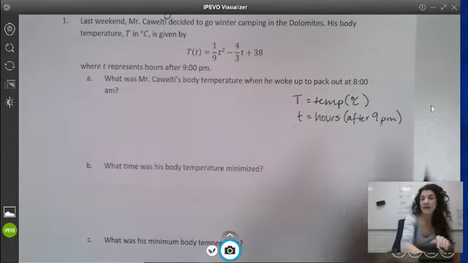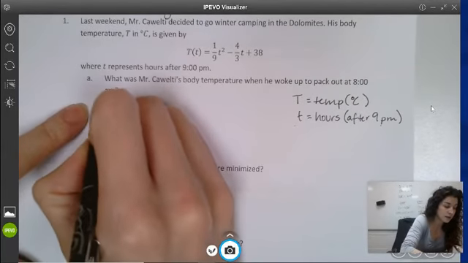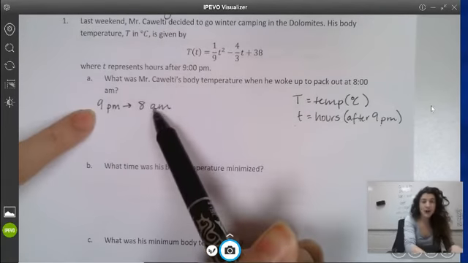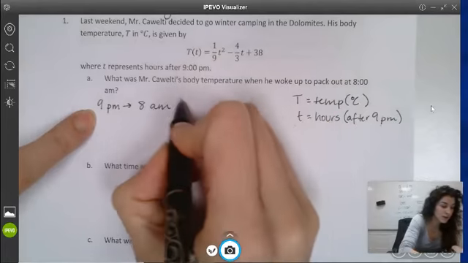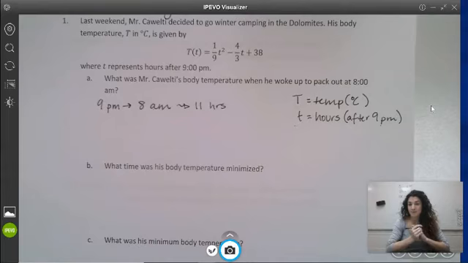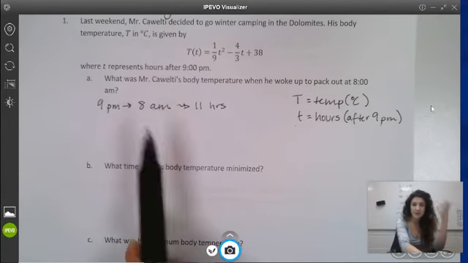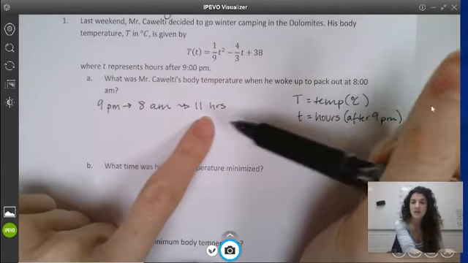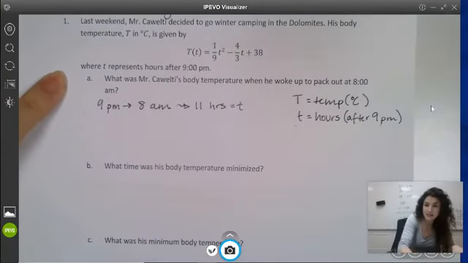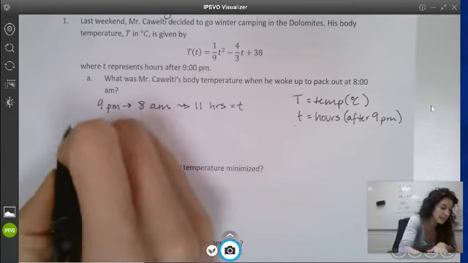So first we need to think about how many hours afterwards. So if 9 p.m. to 8 a.m., that is one less than a 12-hour cycle. So that's 11 hours after 9 p.m., right? So 12-hour cycle would be 9 a.m., but this is 8 a.m., so it's one less than a 12-hour cycle, and so it's 11 hours. One way to kind of think about it, which means that this is our lowercase t. So we're going to plug in 11 for our lowercase t and solve for uppercase T.